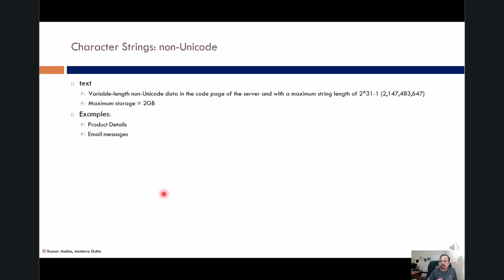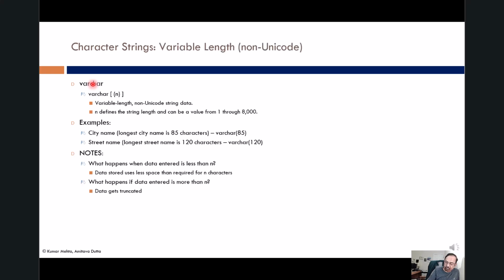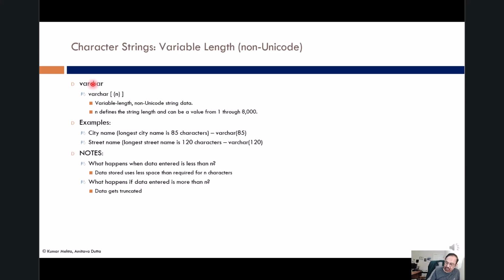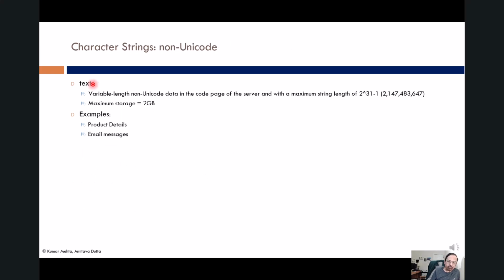Now another variation of character of text is this data type called text. So the difference between char, varchar, so you have a data type called char, you have a data type called varchar, and now you have a data type called text. So these are all variations of strings. What's the difference? The text can be hugely long.